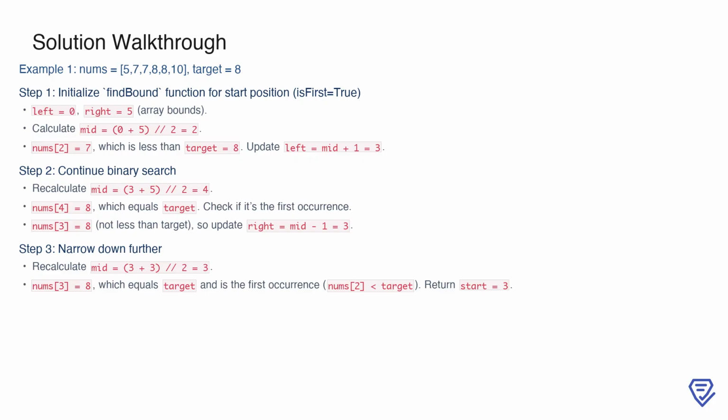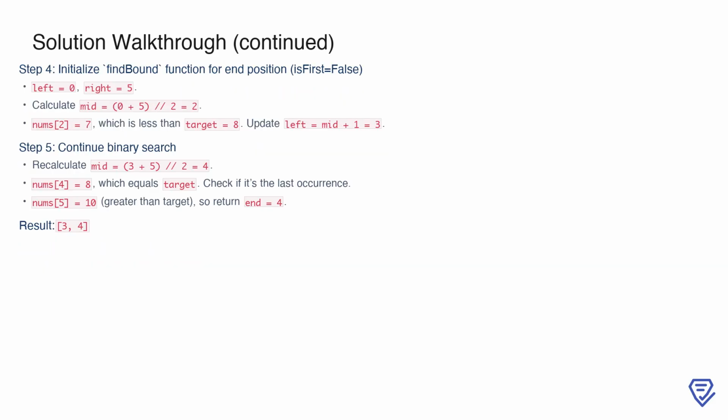To confirm it's the first occurrence, we check nums[3], which is also 8. This means we need to continue narrowing the range by updating right to mid - 1, making it 3. Finally, recalculating mid as 3 gives nums[3] equals 8, which matches the target and is the first occurrence since nums[2] is less than the target. We return start equals 3 as the starting index of the target.